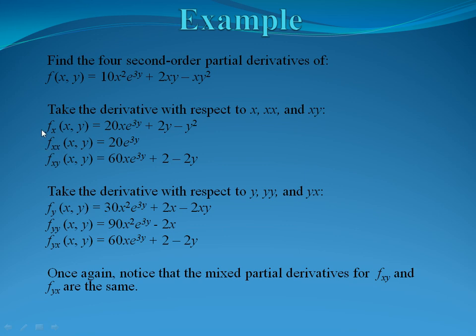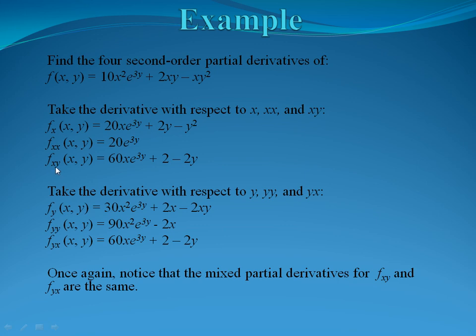Now, f sub xx, the second derivative with respect to x, we want to go back to our first derivative and again treat x as our variable. So here, 20 and e to the 3y are constants. We have a constant times just x. So if you have a constant times x, the derivative is just that constant, 20 e to the 3y. The second and third term don't have any x's in them, so they're both constants, and the derivative of a constant is 0, so they both go away.